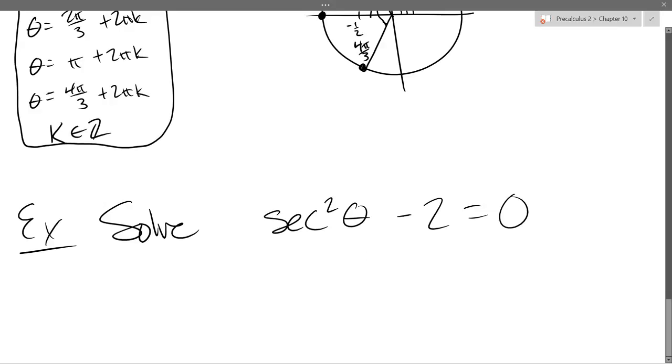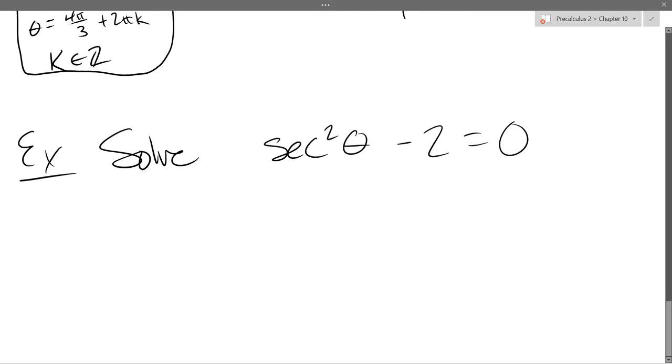So this is secant squared theta - 2 = 0. So first of all, this is a quadratic. You could factor this as difference of squares, but that will look kind of ugly. Well, let's go that way. Anyways, it'll be more fun. All right, so 2, you could write as square root 2 squared. And of course, secant squared, we can write it secant squared like that. So this is difference of squares.